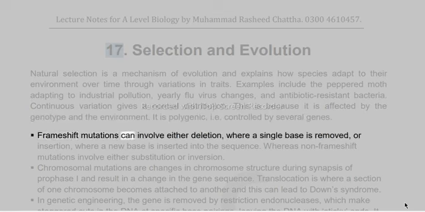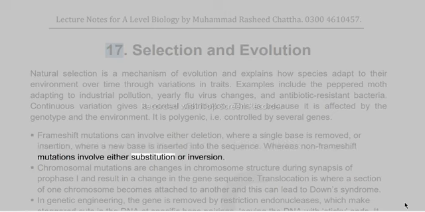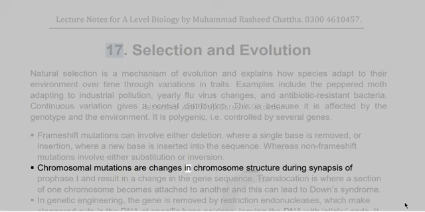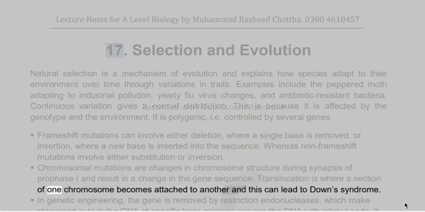Frameshift mutations can involve either deletion, where a single base is removed, or insertion, where a new base is inserted into the sequence. Whereas non-frameshift mutations involve either substitution or inversion. Chromosomal mutations are changes in chromosome structure during synapsis of prophase I and result in a change in the gene sequence. Translocation is where a section of one chromosome becomes attached to another, and this can lead to Down syndrome.